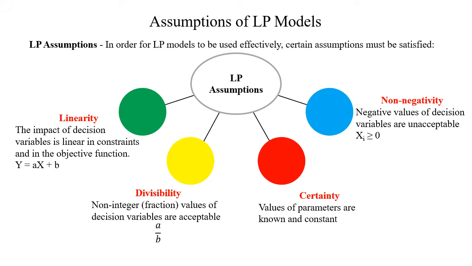And the third assumption is certainty. That means values of the parameters are known and constant. All the values are determined or known. And the last one is non-negativity, which means all the values of the decision variables are greater than or equal to 0. Or we can say negative values of the decision variables are not acceptable.